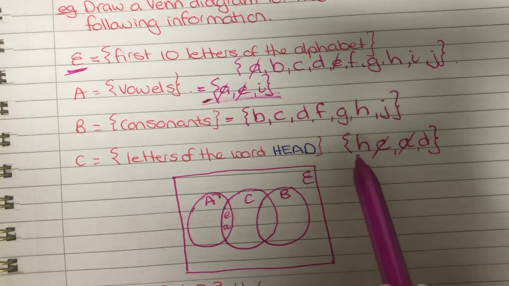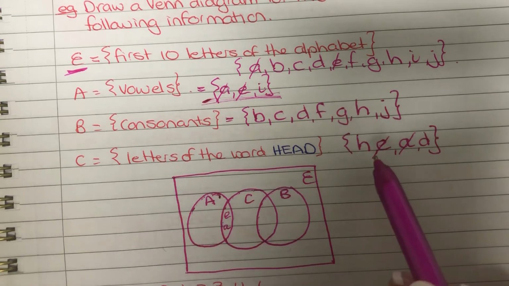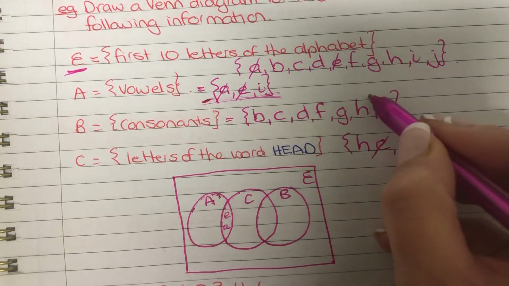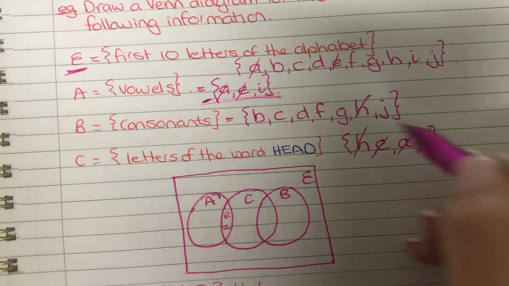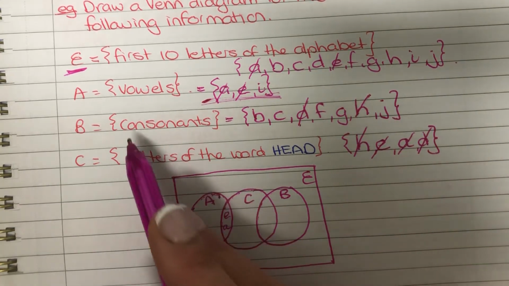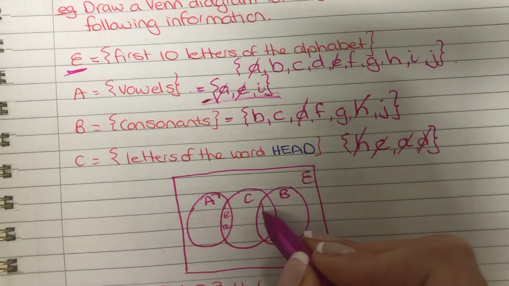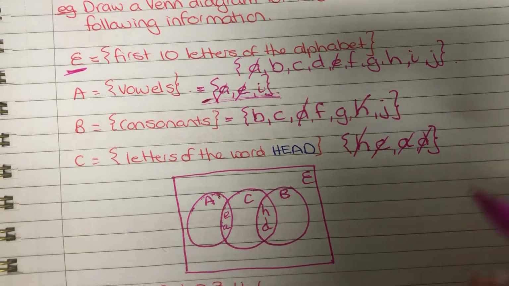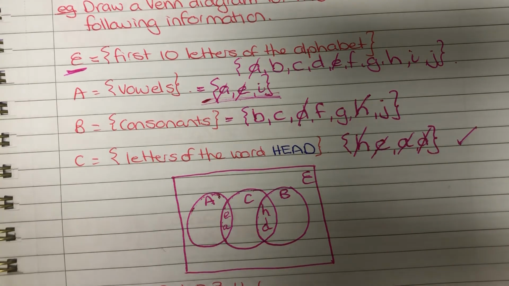All right, now we want to see if there's any overlap in here. So with B and C, we've got two H's and a D. So we're going to put an H there and a D there. And B and C, where they overlap, we have an H and we have a D. All right, so we're done with C now. So we don't have to think about C at the moment.